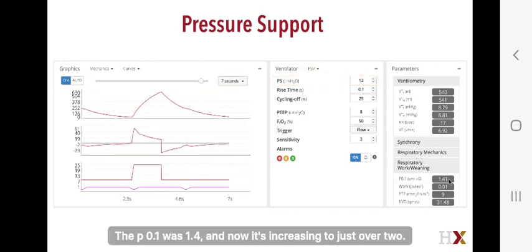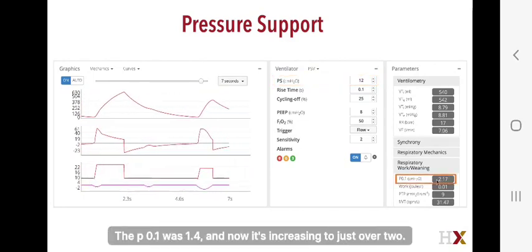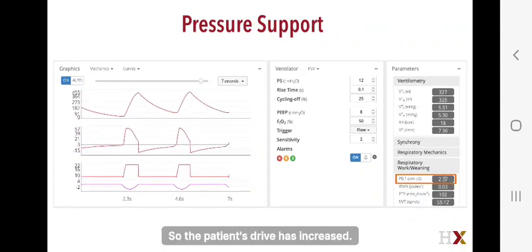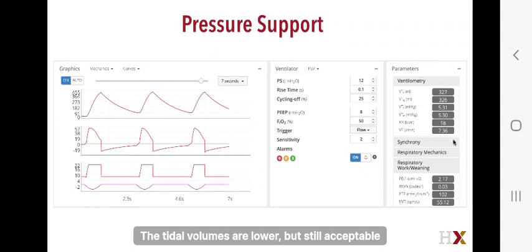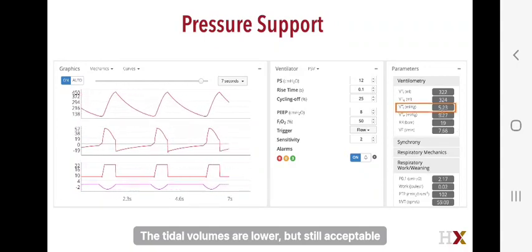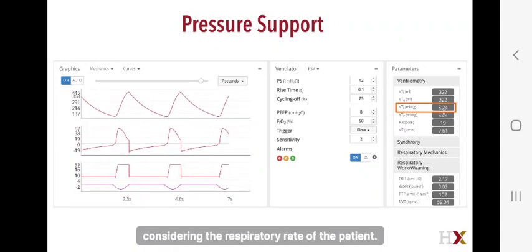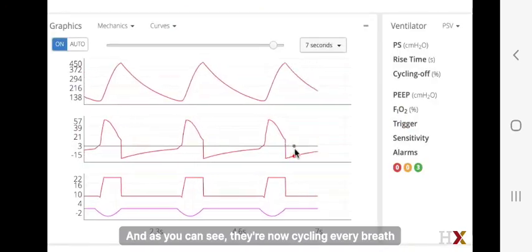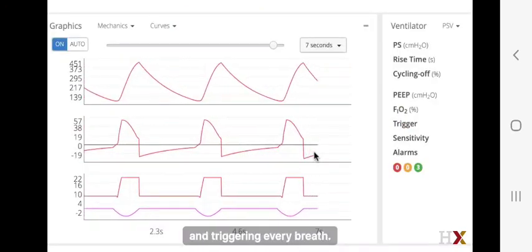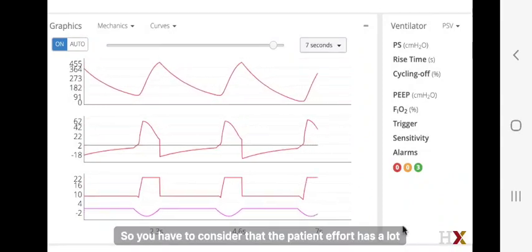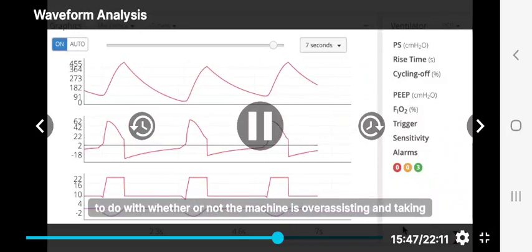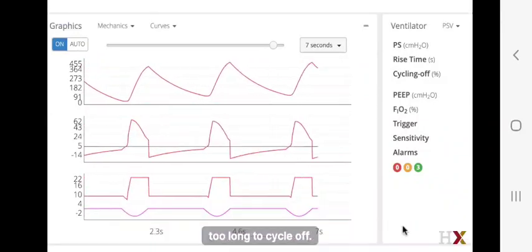The P0.1 was 1.4 and now it's increasing to just over 2. So the patient's drive is increased. The tidal volumes are lower, but still acceptable considering the respiratory rate of the patient. And as you can see, they're now cycling every breath and triggering every breath. So you have to consider that the patient effort has a lot to do with whether or not the machine is over-assisting and taking too long to cycle off.